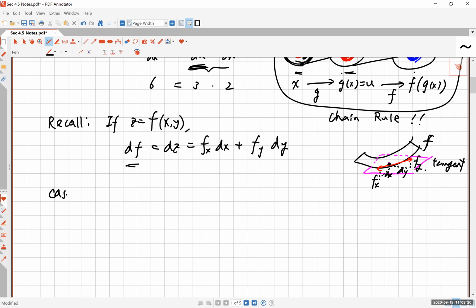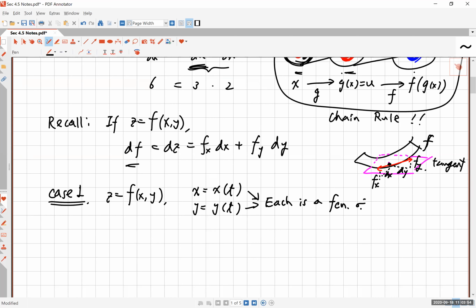Let me give you a couple of cases. Case number 1: assume that z is f of x, y. So you have 2 variables, and x is a function of t, let me just write this as x(t). y is also a function of t. So we have one parameter t giving you both x and y. This is important. This is the first case where both x and y are functions of the same parameter, namely t.